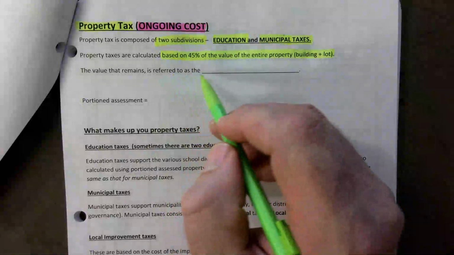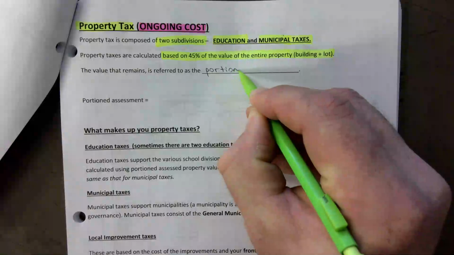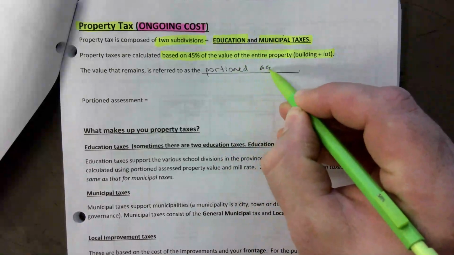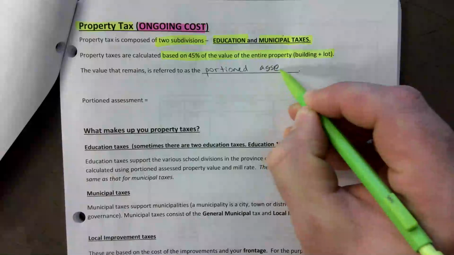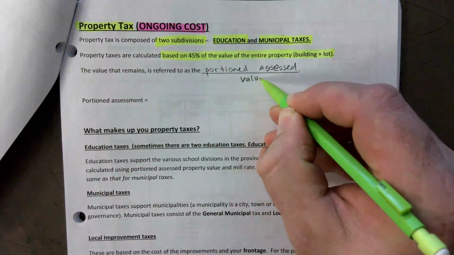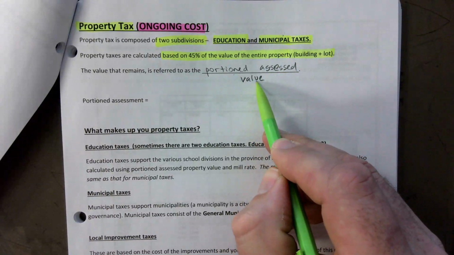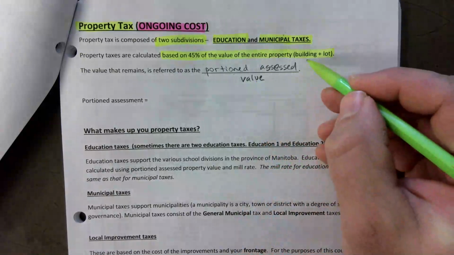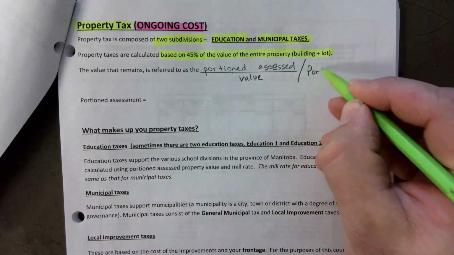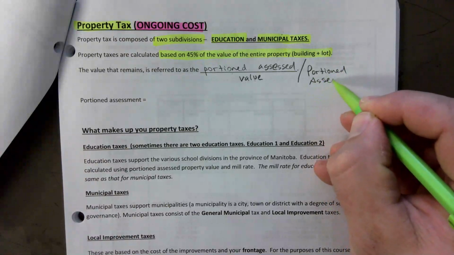So the value that remains is referred to as the portioned assessed value. Sorry, I didn't give you enough space there, but the portioned assessed value or portioned assessment. I'm going to go slash portioned assessment.